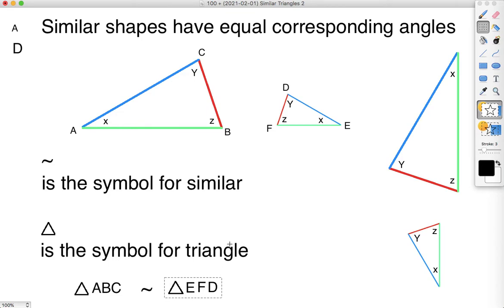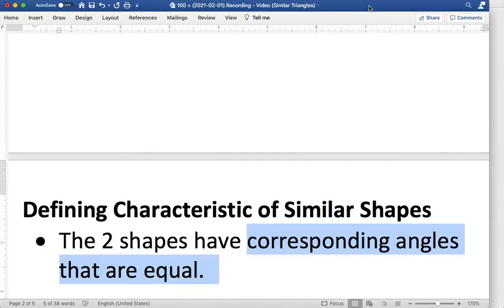All right. So yes, make sure when you are writing that two triangles are similar, you are matching the vertices, or you're matching the corners. Let's continue. So we know that a triangle is similar if their corresponding angles are equal.